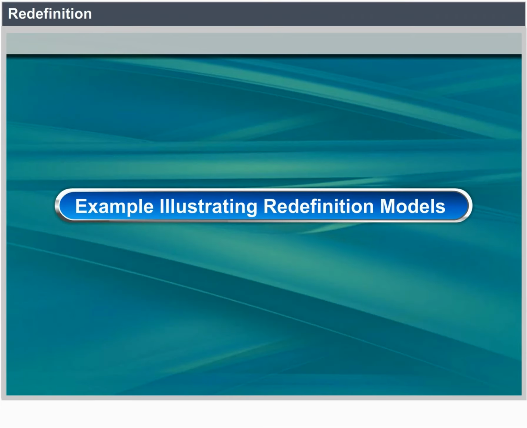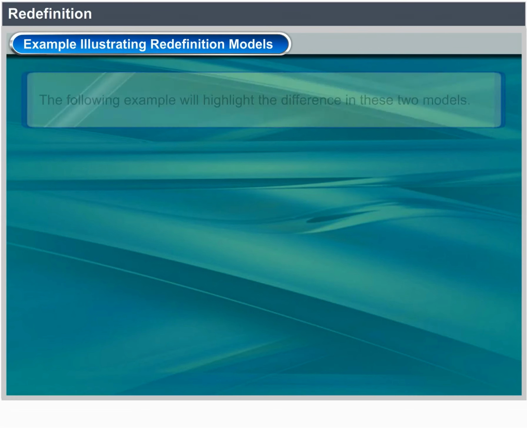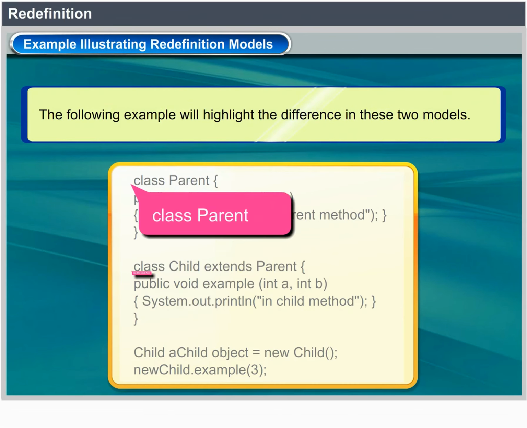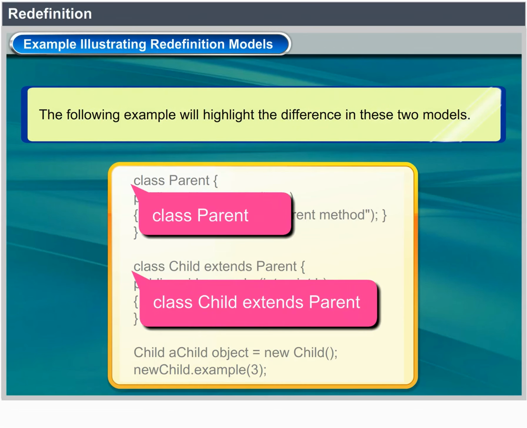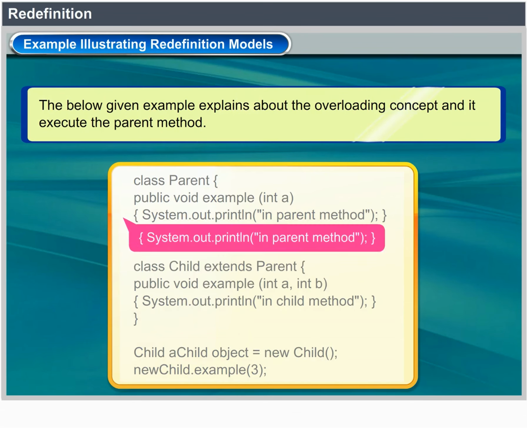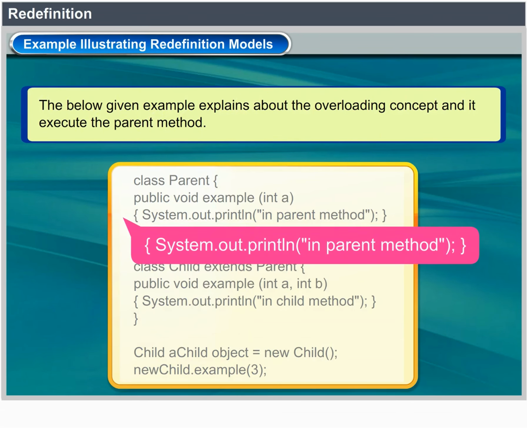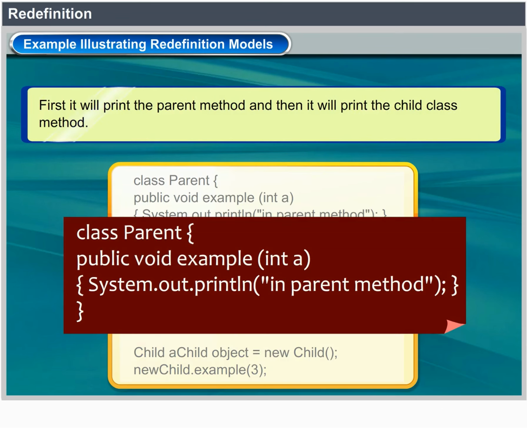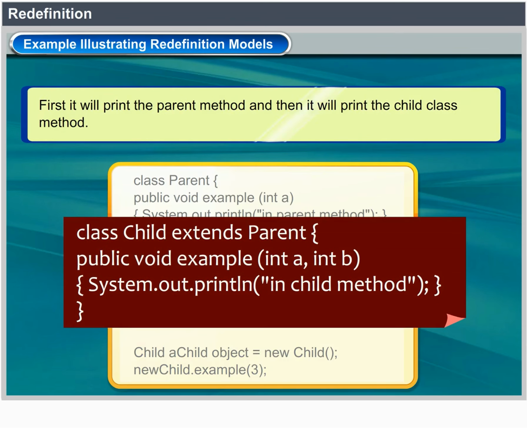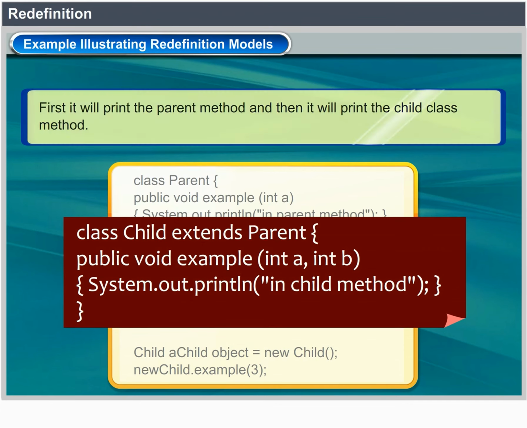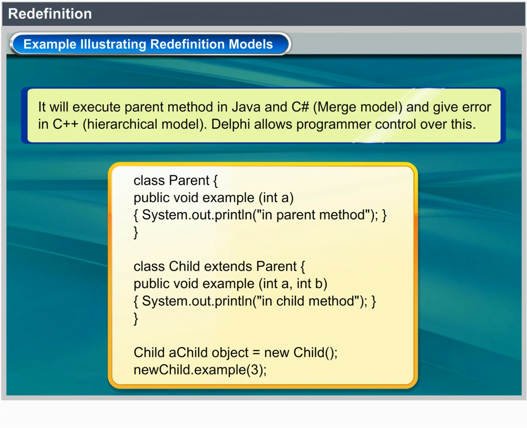Example illustrating redefinition models. The following example will highlight the differences in these two models. The below given example explains the overloading concept and it executes the parent method. First it will print the parent method and then it will print the child class method. It will execute the parent method in Java and C# in the merge model and give an error in C++ in the hierarchical model. Delphi allows programmer control over this.